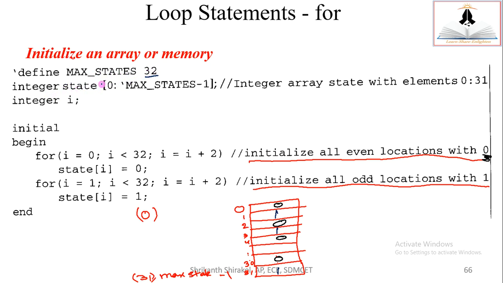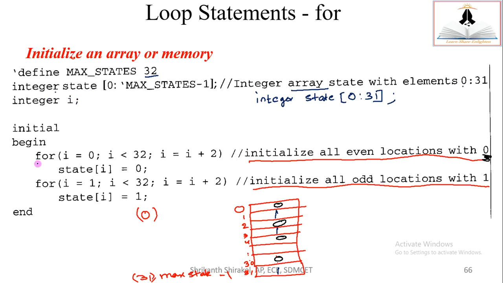So integer state is an integer variable. Now I'm defining an array. See here, stay in between the data type and the variable. If the bit width specification comes before the variable, then it's a multi-bit register or vector declaration. Now here, this is the data type, this is the variable, and the range specification is coming after that. So it is an array. Remember, this is an integer array of how many elements? 0 to MAX_STATES, which is replaced with 32. So 32 minus 1 is 31. 0 to 31. This is as good as defining integer state 0 up to 31.